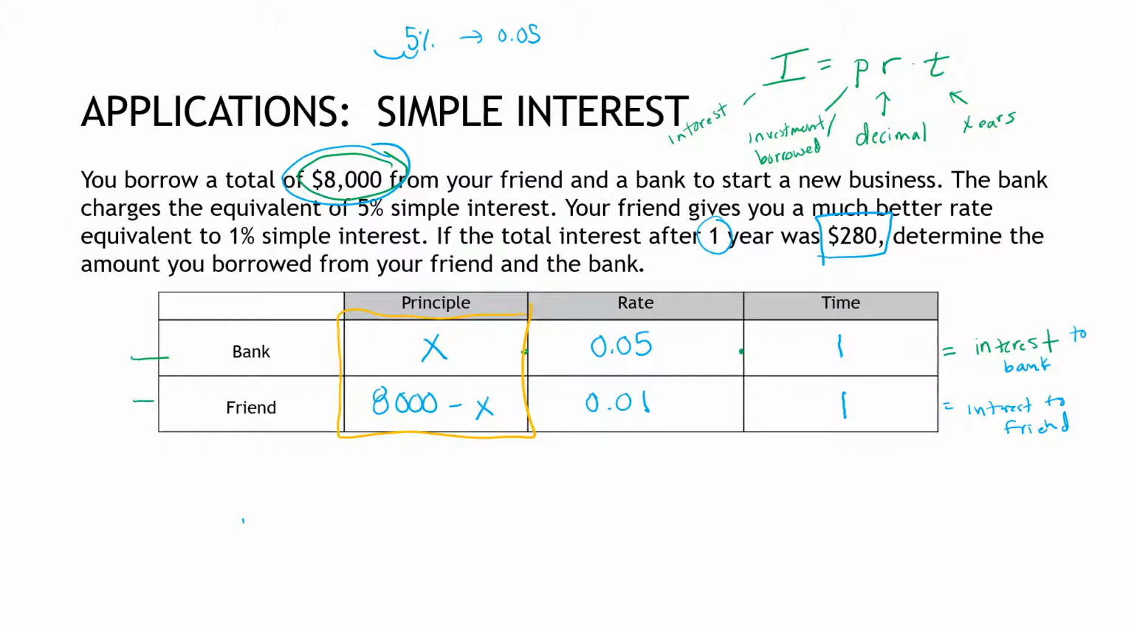Now, if you have a question like this on an assessment, I'm going to ask you to assign the variables. So you either make this table so I know exactly what represents what, or you say X represents the amount borrowed from the bank, and 8,000 minus X represents the amount borrowed from the friend. That is what I mean by assigning a variable. You're telling me what X represents and what represents the second amount. So I filled in my table, but guess what? I still don't have anything that's going to create an equation yet.